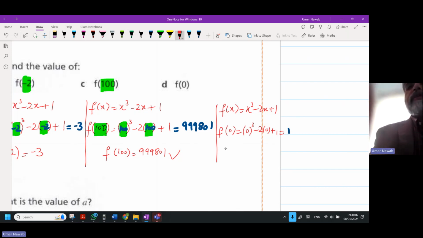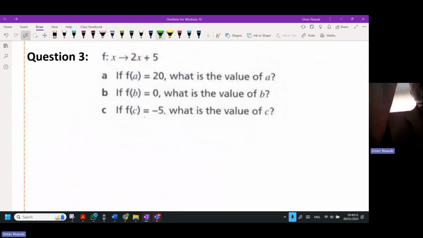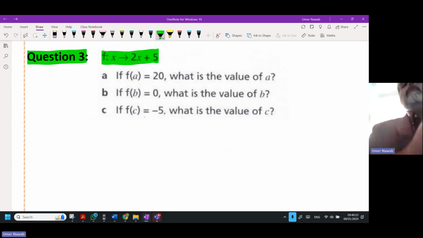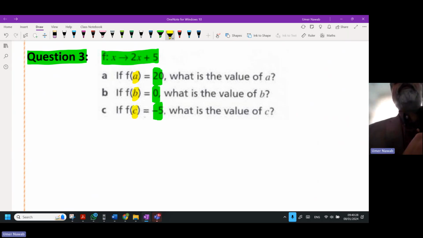So I got my answer. F of 0 is equal to 1. 0 is input and 1 is output. Now, question number 3 is interesting. Why? He has given you the function, which is a linear function, but at this stage, he has provided you outputs and is asking you what are their inputs. So if inputs are required, what do we need to do?